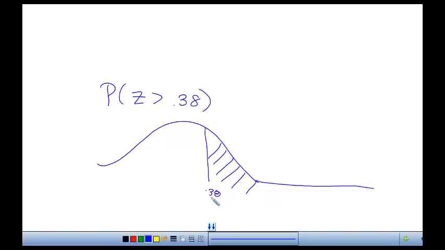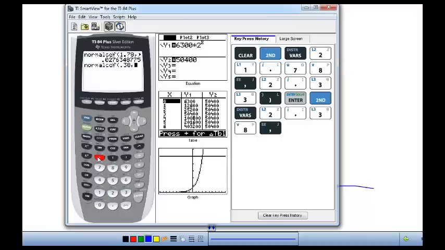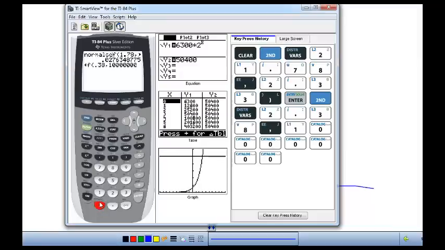It'll be okay. All right, so we're going to go from a lower bound. So I'll do second distribution, normal CDF. My lower bound was 0.38, comma. My upper bound is big number. Close parenthesis. And we get 0.352, which I think is what we got when we did it on the table.